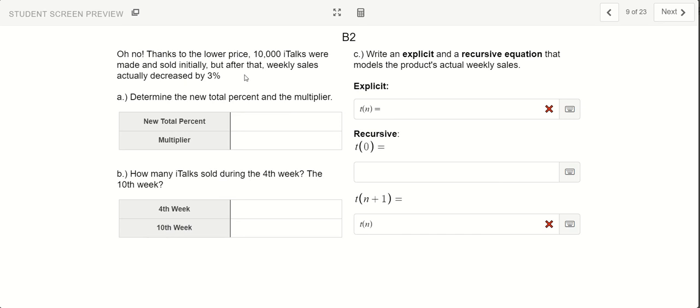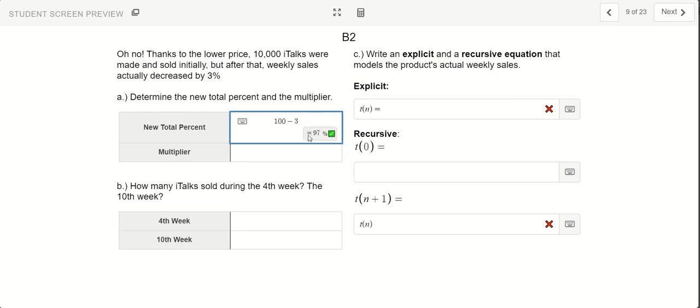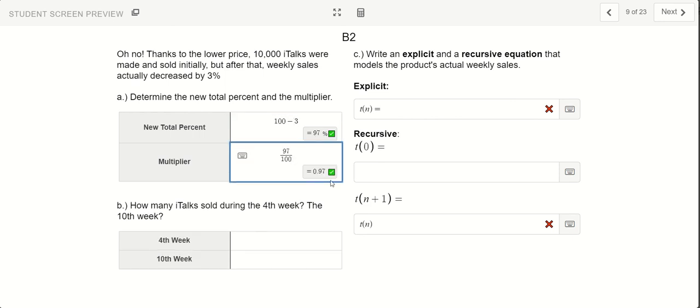It turns out that instead of selling more each week, they're selling less each week. I'm initially selling 10,000, but each week it actually decreases by 3%. So what's my new total percent? If the original percent is worth 100, and I'm losing 3% each week, I'm going to subtract 3. So I'm only selling about 97% of what I had from before. As a decimal, 97 divided by 100 is 0.97. So that's going to be my multiplier.